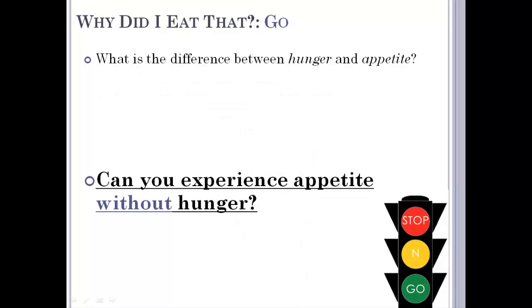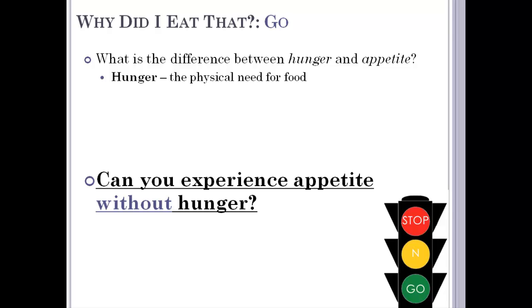So what's the difference between hunger and appetite? And can you experience appetite without hunger? Think about that for a second. I get asked this question a lot. The answer is yes, you can experience appetite without hunger. Mainly because hunger is your body's physical need for food.